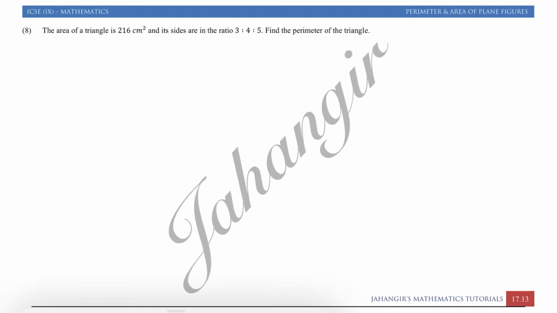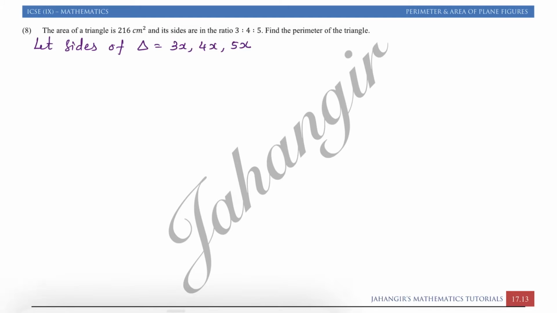Area of triangle is 216 centimeters square and its sides are in the ratio of 3:4:5. Find perimeter of triangle. So we can select sides of a triangle to be 3x, 4x and 5x.